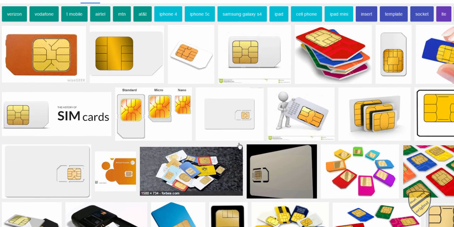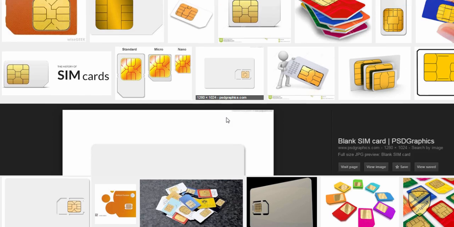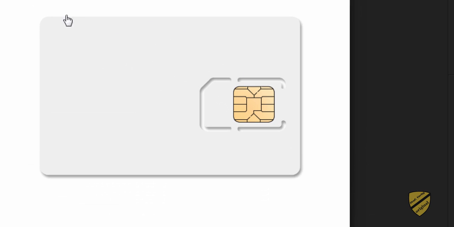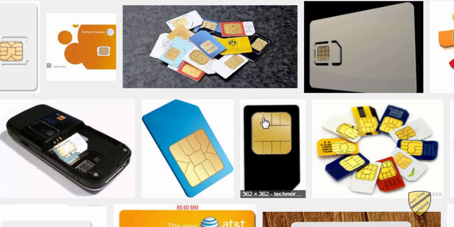If you order a phone or purchase a SIM card to put into your phone, you'll see it'll often come like this. This thing is about the size of a credit card, so you can see what this is in relative terms. This looks like it's probably either a micro or a standard.